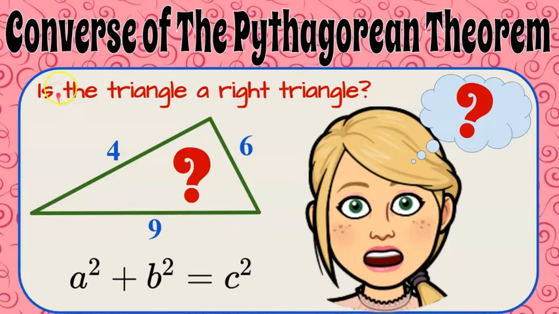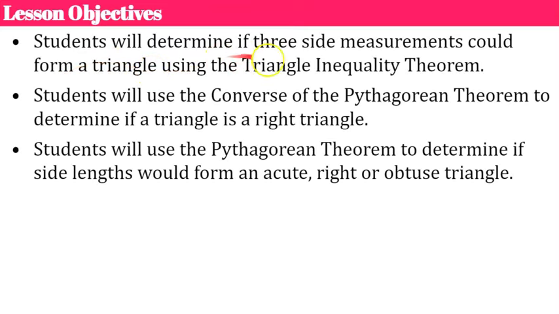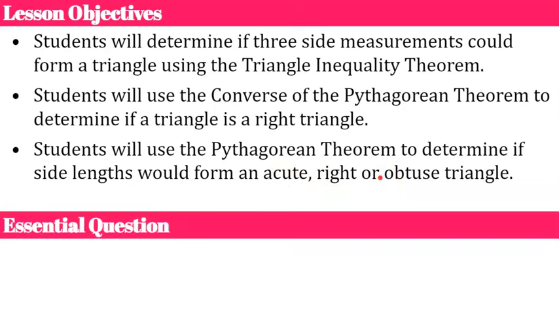Today, my lesson is on the converse of the Pythagorean Theorem. Our objectives today are that you will determine if three side measurements could form a triangle using the Triangle Inequality Theorem. You will use the converse of the Pythagorean Theorem to determine if a triangle is a right triangle. And third, we're going to use the Pythagorean theorem to determine if the side lengths would form an acute, right, or obtuse triangle.